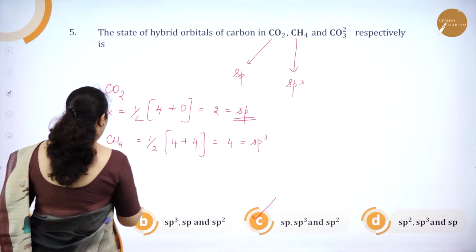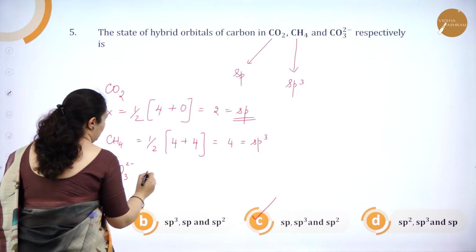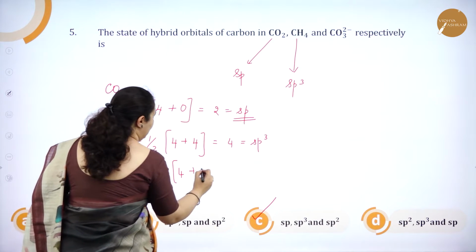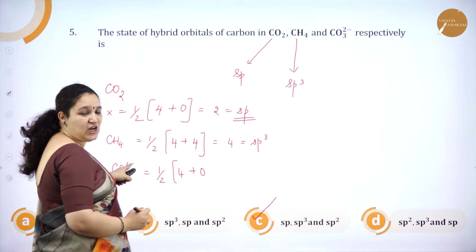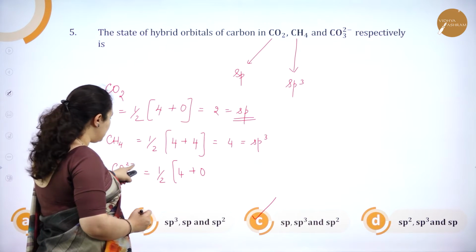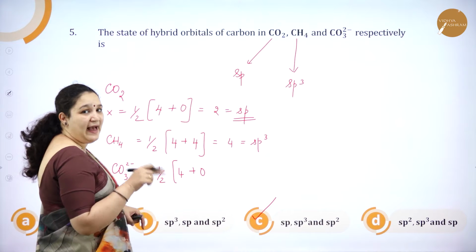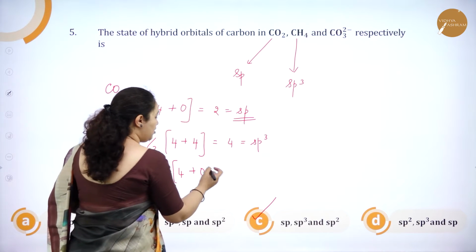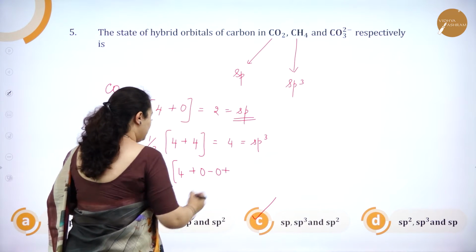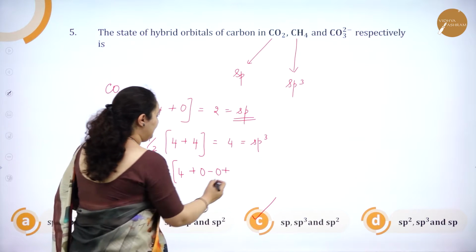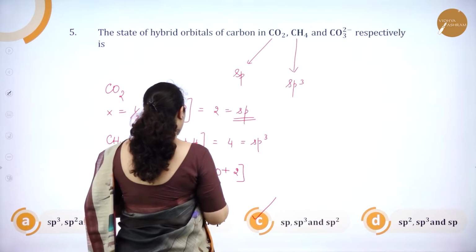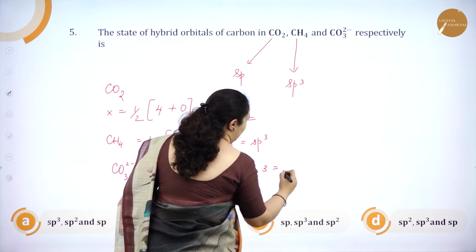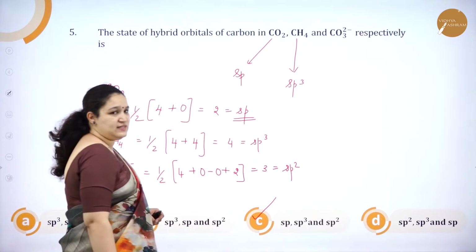Now for CO3 2-, half carbon, valency of carbon is 4. I don't have any monovalent atom, so it is 0. But I do have a charge here. It is an anion. Whatever is the charge, if it is an anion, that charge has to be added. If it is a cation, then you have to minus the charge. So it's not a cation, so 0. I'll add the charge because it is an anion. I will add 2. So 4 plus 2 is 6. 6 divided by 2 is 3, and it is sp2 hybridization.